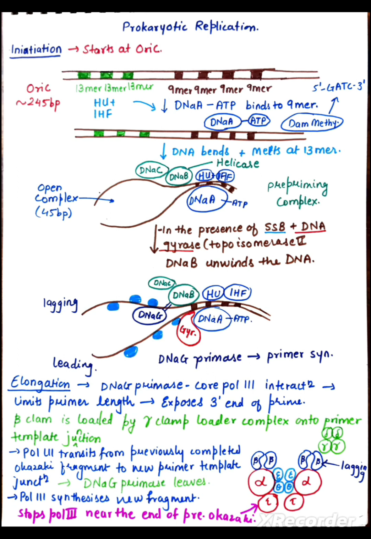So it has this transient interaction with the helicase, that is DnaB, and it will start adding primers onto the lagging strand. Now how does this elongation take place? Okay, so we know that DnaG is adding primer there. It has to interact with the core Pol 3, that is polymerase 3 enzyme there, okay, and this particular interaction will limit the primer length.